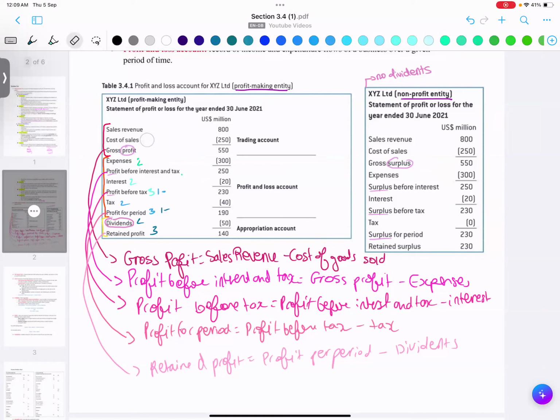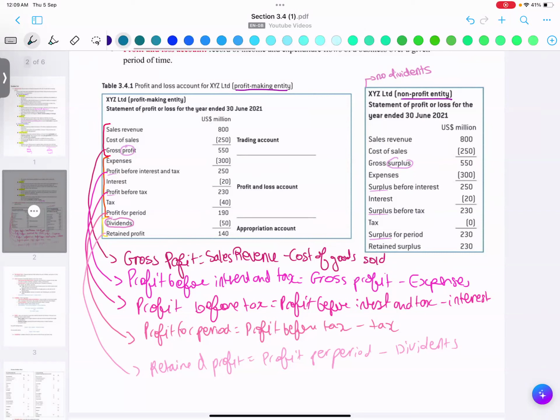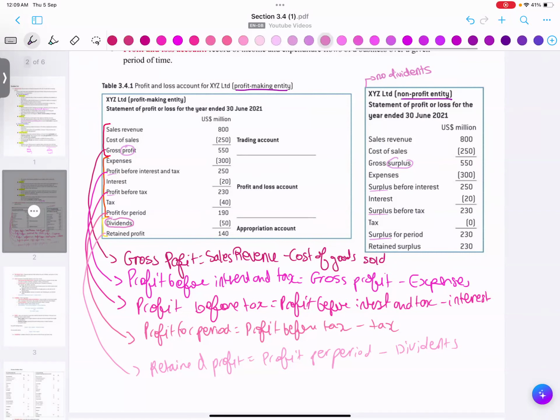And the only difference for a non-profit entity is to just replace profit with surplus. So basically, profit is replaced with surplus, and that's it. And they don't have dividends. That's the only thing. The word profit, you have to substitute it with surplus, and that's it. Okay, this is how you do it.